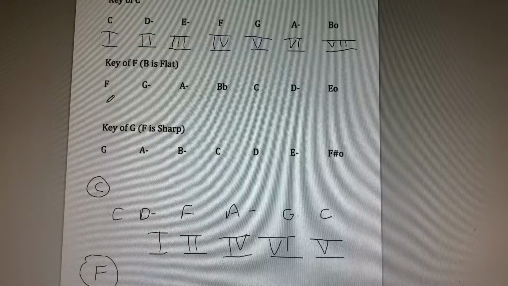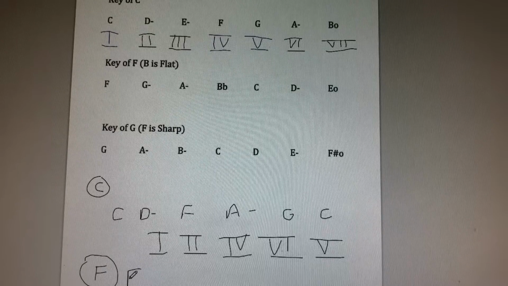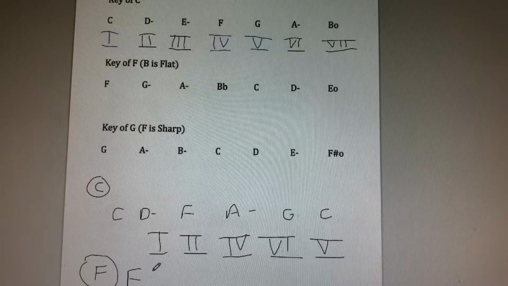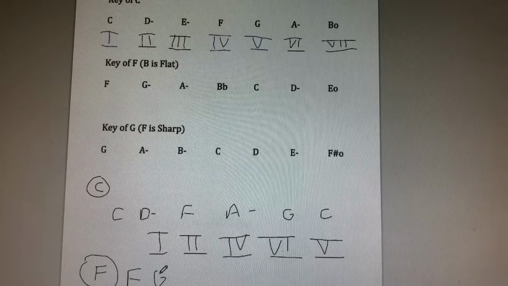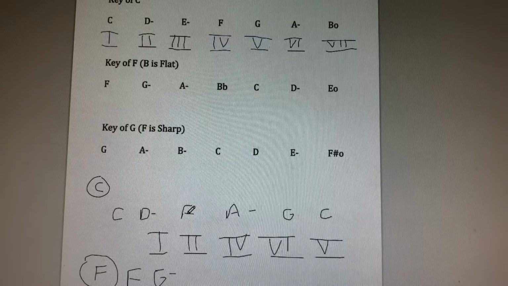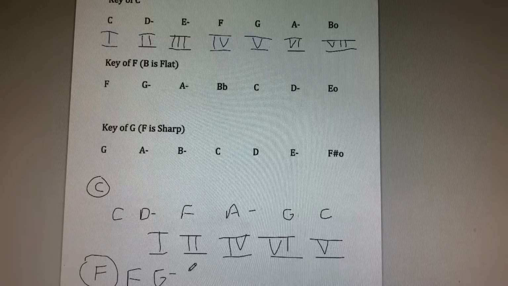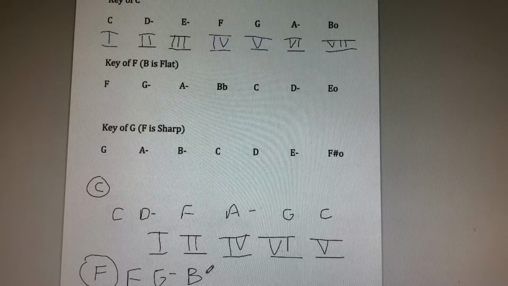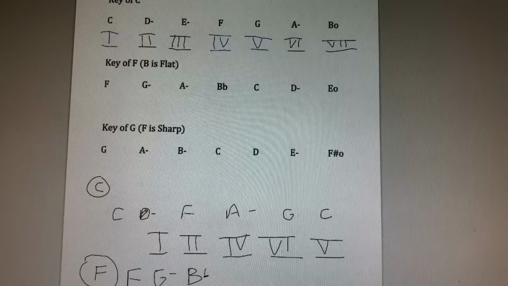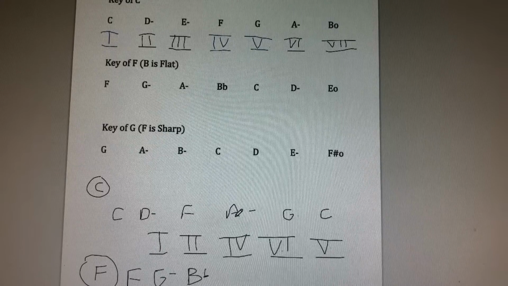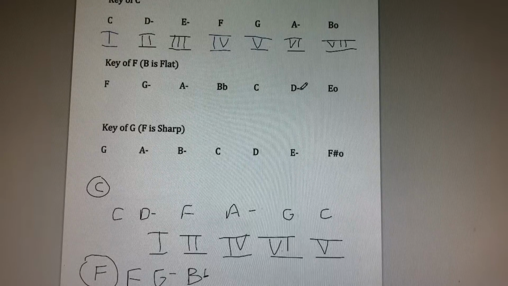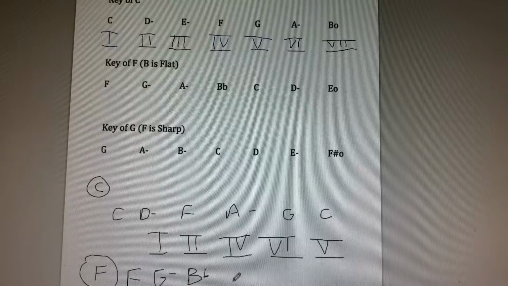How? Well, F is the 1 chord. G minor is the 2 chord. B flat is the 4 chord, like so. Then we had down here, we had A minor, but it's no longer going to be A minor because we're in the key of F. So the 6th chord in the key of F is D minor.